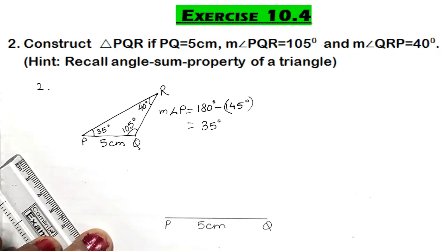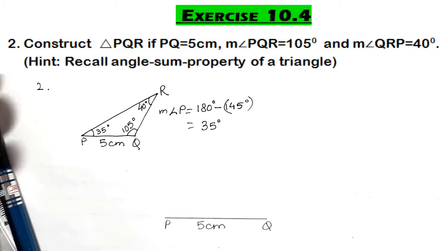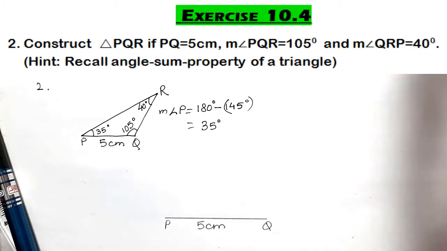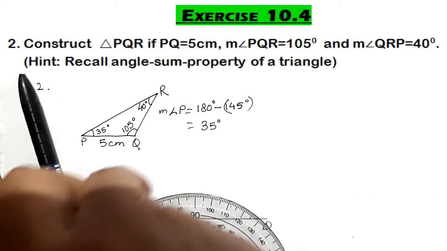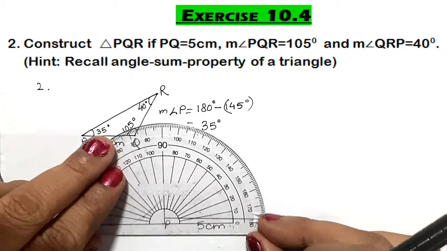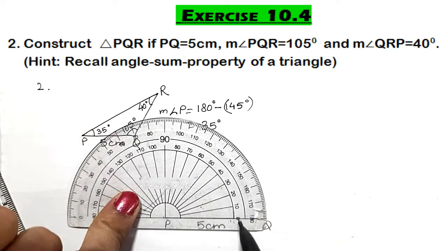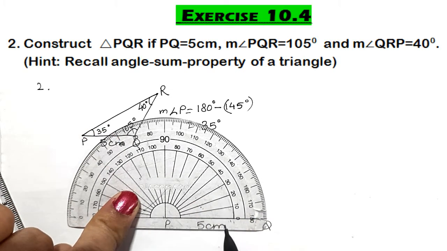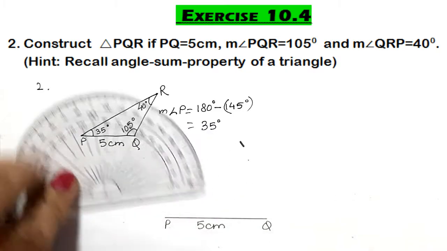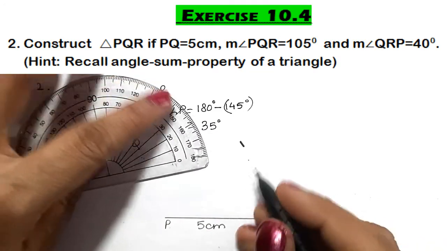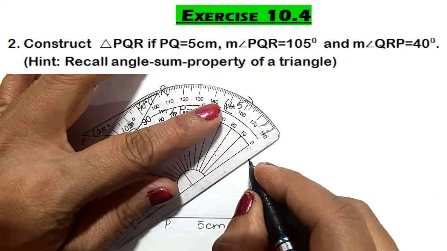Now at P I need 35 degree. So I'll be using protractor for that. So protractor will be helping me to make 35 degree. Take the interior one which starts with 0. So 0, 10, 20, 30 and in half of 30 and 40 I have this point. This will give me 35 degree.